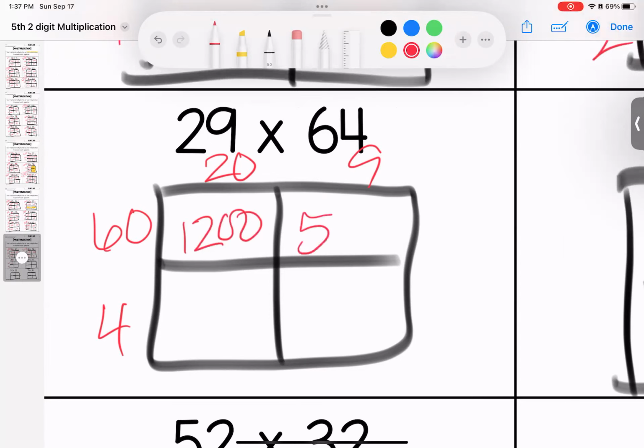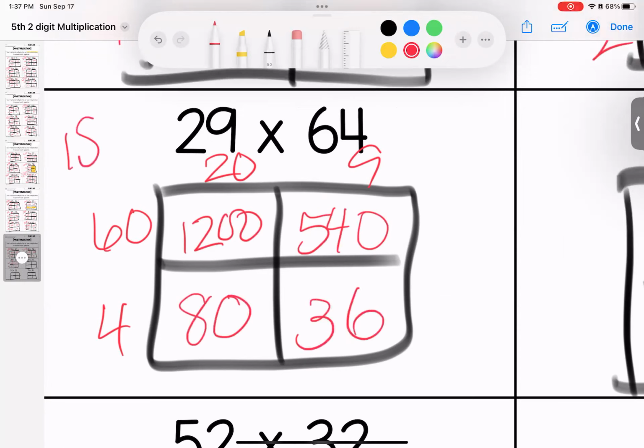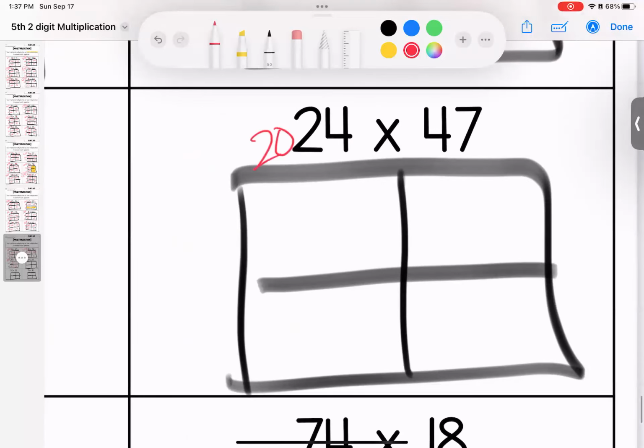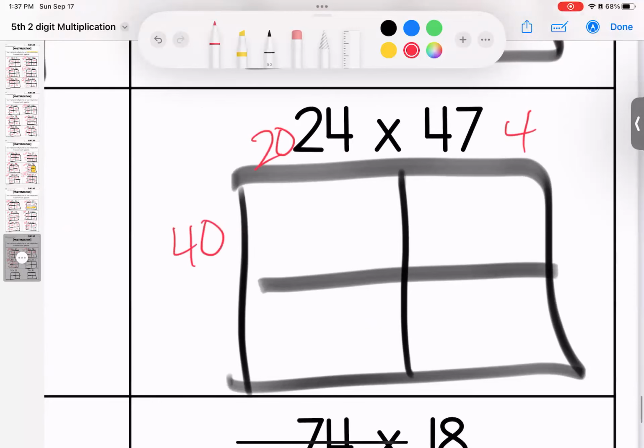6 and 9, 54, 1 0. 4 and 2 is 8, 1 0. 4 and 9, 36 for a total of 1,856. 20 and 4, 40 and 7 for 24 times 47. 4 and 2 is 8, 2 zeros. 4 and 4, 16, 1 0.